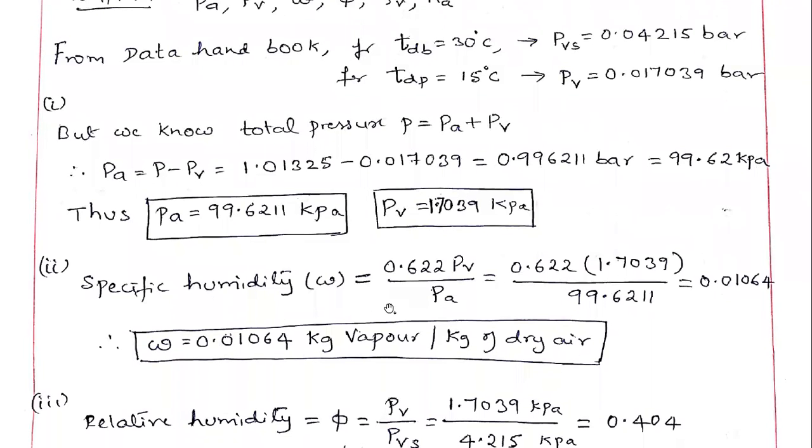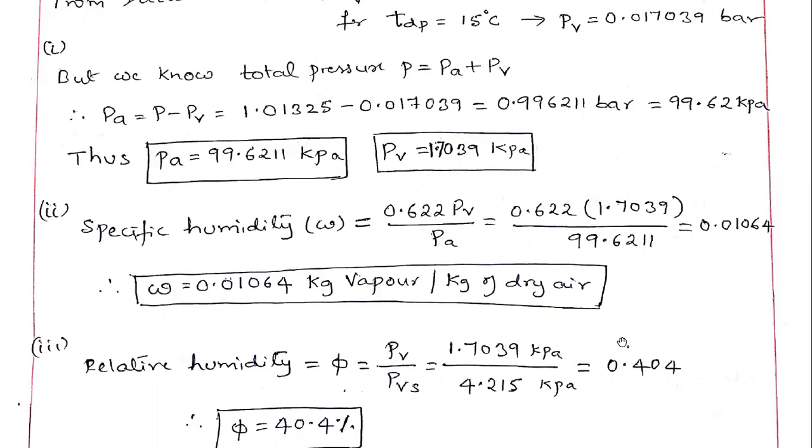Next, go to the specific humidity. Specific humidity omega will be equal to, we know the expression, 0.622 PV by PA, that will be equal to 0.622 multiplied by PV, which is 1.7039, divided by PA, that is the partial pressure of the air, 99.6211. So the specific humidity is 0.01064. So omega, the specific humidity, is found to be this many kg of vapor per kg of dry air.